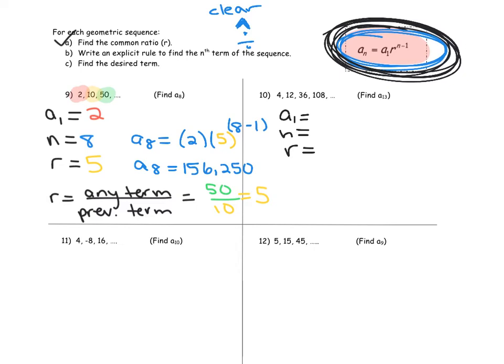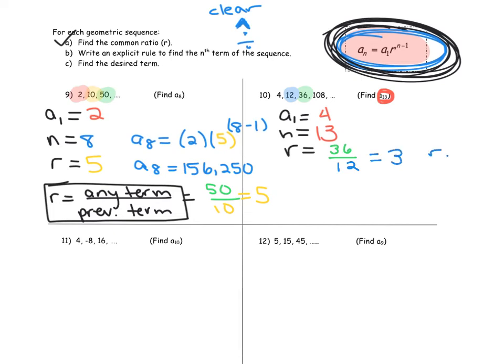Okay, so we should have had a sub 1 to be 4. That's our first term. We're finding a sub 13, so I'm looking at my n value to be 13. And r, to find r, remember this formula, we take any term and divide it by the previous term. So if I pick any term, I'll pick 36, sure. And its previous term is 12. So if I take 36 and divide it by its previous term of 12, well, 36 divided by 12 is 3, so I have r equals 3.